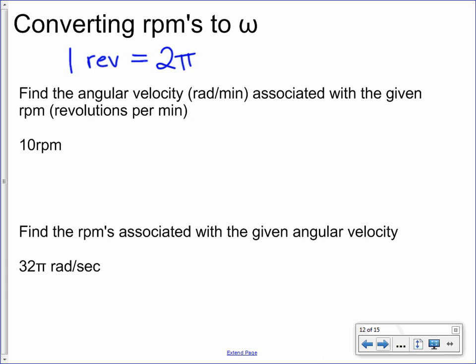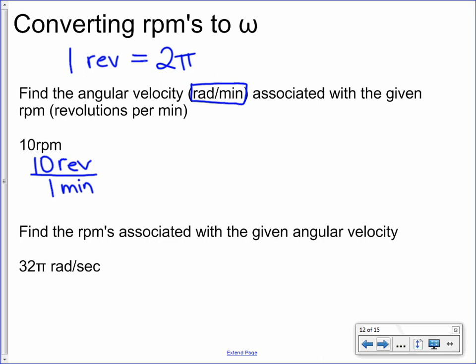So I want to go from 10 RPMs to radians per second. This is 10 revolutions per minute, so per 1 minute. Do you agree? Are you doing radians per minute or radians per second? Oh, it looks like this is radians per minute right there, doesn't it? Thank you.